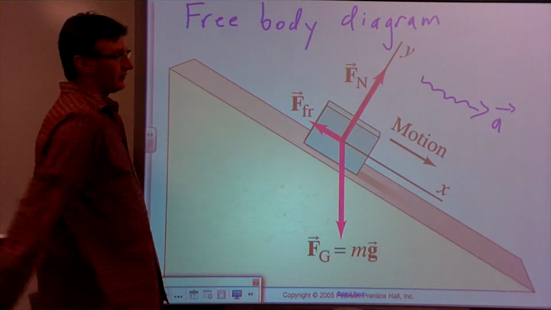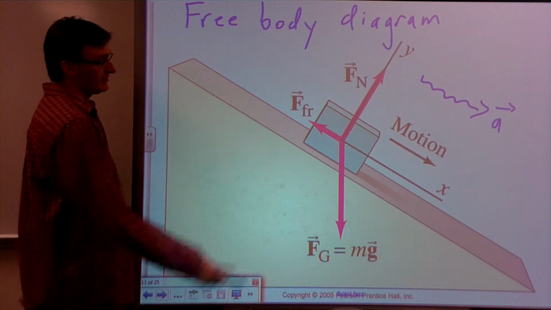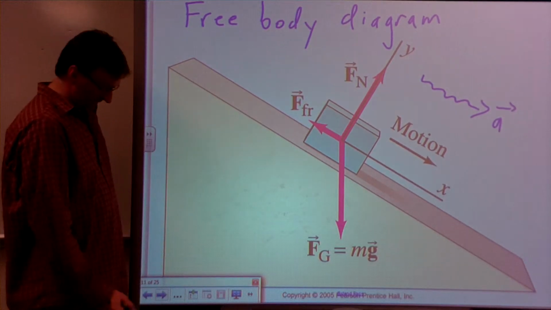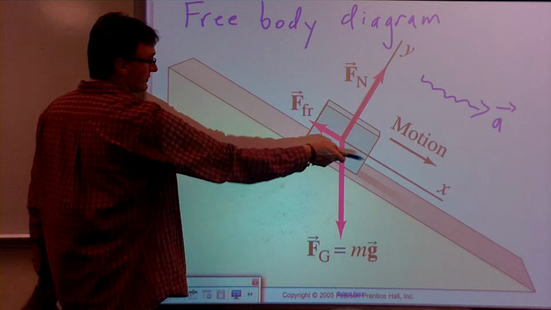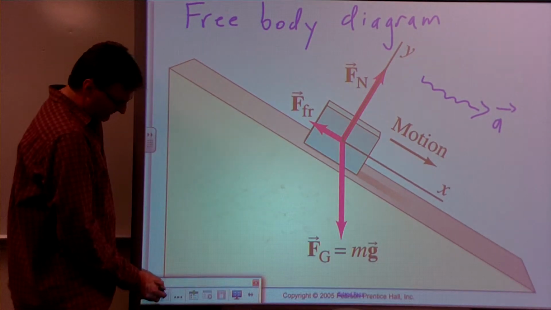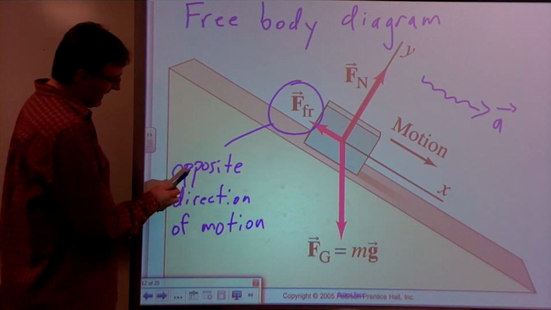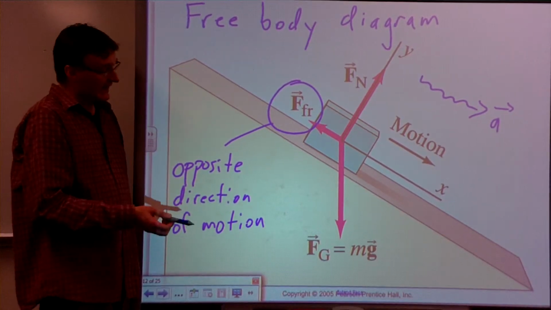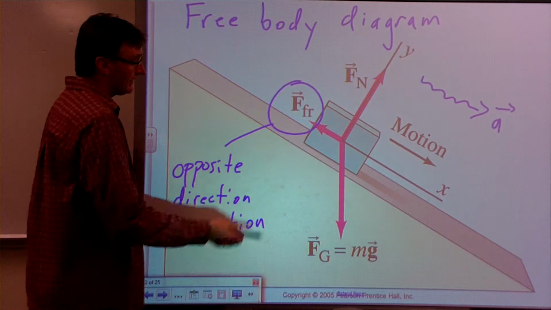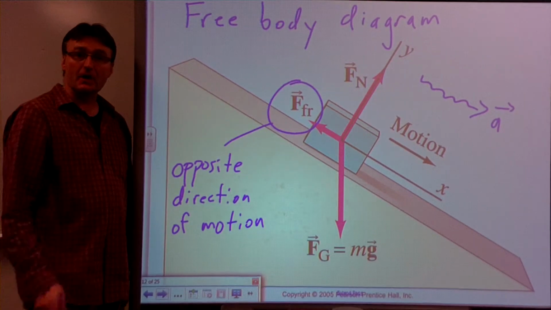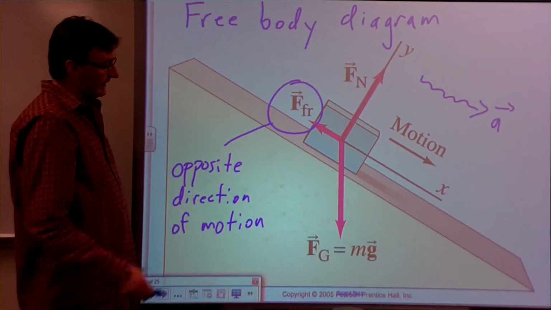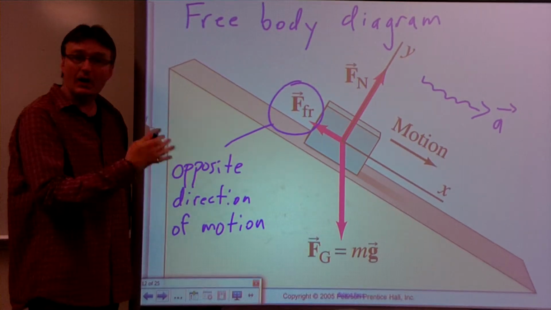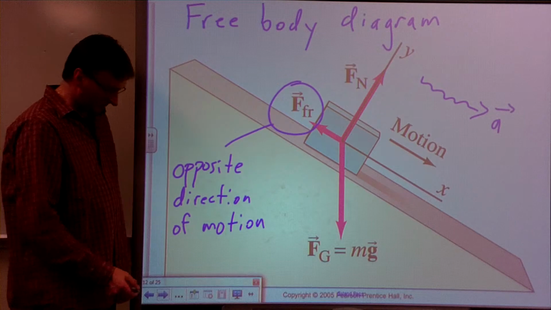Also, we want to put our acceleration on there. If there's going to be acceleration, you want to indicate what direction that's going to be, and that's going to be down the plane in this case. Again, direction of motion is already on there, which means our friction force will be opposite to the direction of motion. That's why it's a good idea to put motion on there, because you know friction force will be opposite to that. It helps you avoid making mistakes on direction with some of your vectors.